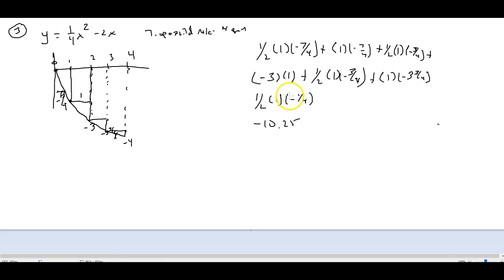I'm not sure that's the right answer. If you get something close to that, you might be right and I might be wrong. But let's move on. File, new.